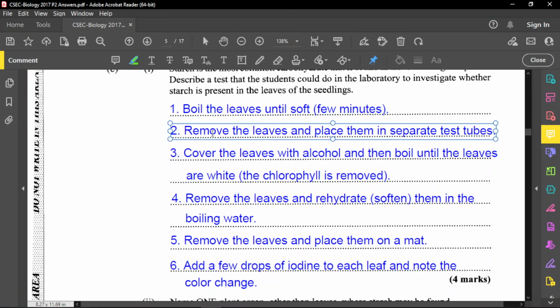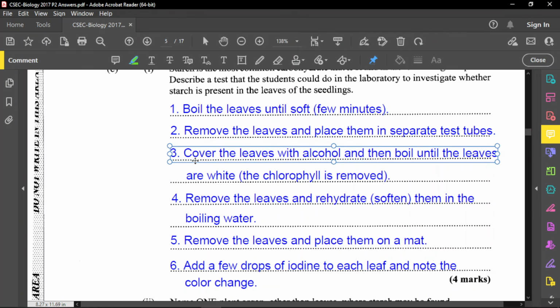All right, and then you're going to remove the leaves now and place them in separate test tubes. Next, you're going to cover the leaves with alcohol and then boil the alcohol until the leaves are white. And the reason why it becomes white is because the chlorophyll is being removed. All right, so the alcohol will dissolve the chlorophyll and remove it from the leaf.